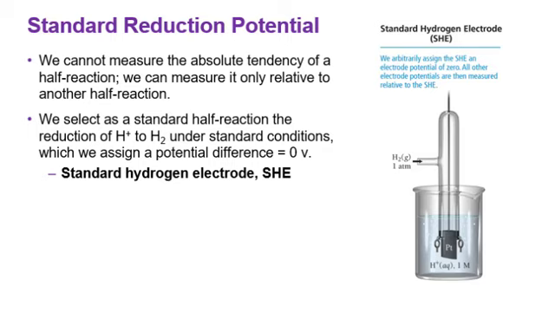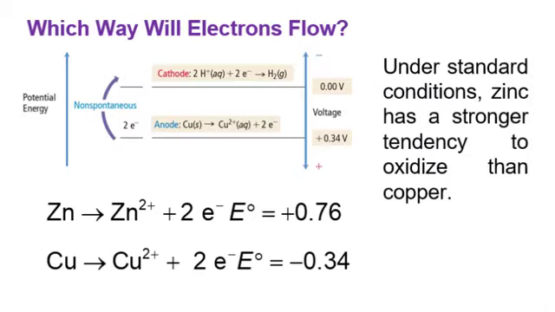The more positive a reduction potential, the greater the tendency to gain electrons, or to be reduced. The more negative the potential, the greater the tendency to lose electrons, or to be oxidized. So the question we need to ask is, which way will the electrons flow? Electrons flow from the half cell with the lower reduction potential to the one with the higher reduction potential. As in the example you see, zinc has a standard reduction potential of negative 0.76, and Cu has a standard reduction potential of 0.34.